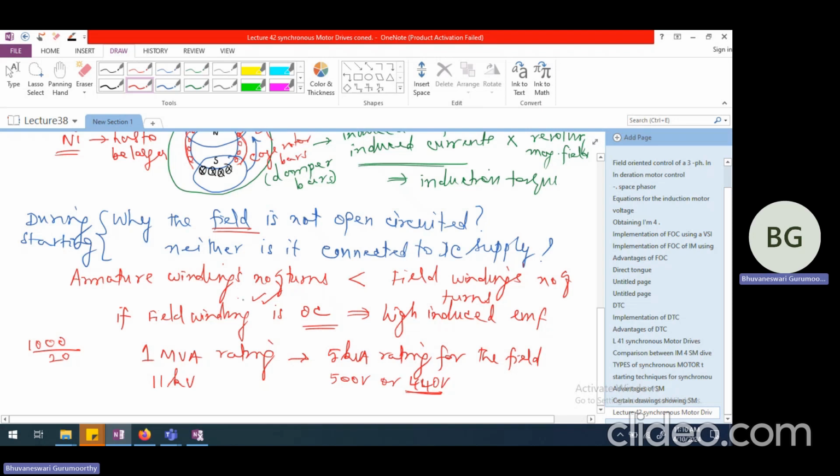And that is the reason why, if we have 11 kV, the same 11 kV is induced. Even if it is a 1:1 turns ratio between the armature and field, still it is not going to be able to withstand 11 kV of voltage. It will be able to withstand only 500 volts or 440 volts, nothing more than that. So if we open circuit the field winding, there will be high induced EMF. So insulation will be ruptured. The insulation will not be able to withstand this kind of large induced EMF. So open circuiting cannot be done for the field winding.